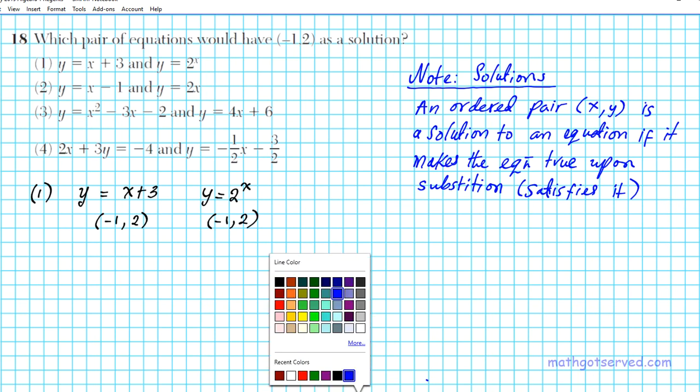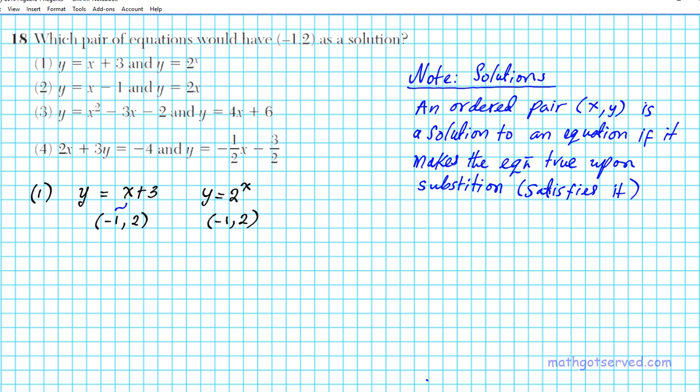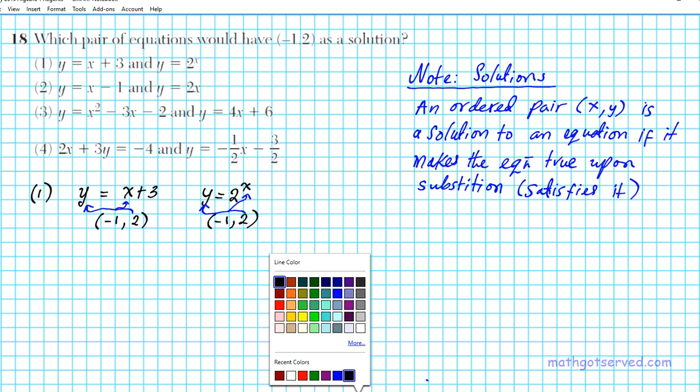Okay, so we're going to be subbing here. X, this one is going to go into that spot, and then the 2 is going to go into the y spot right there. Same here, the 2 is going to go to that one, and then the -1 is going to go to the x. We're going to substitute. Okay, so let's do it.